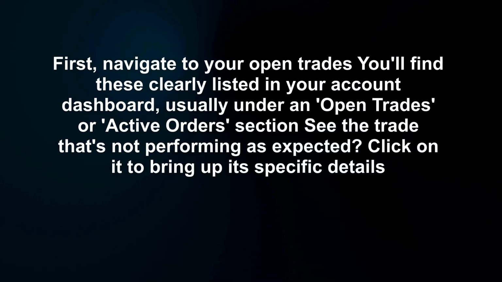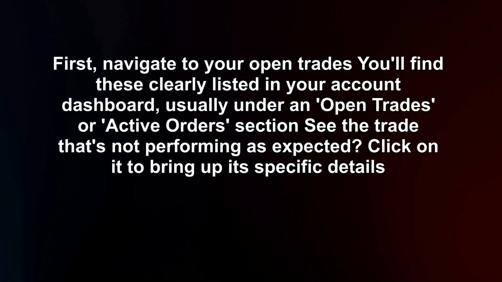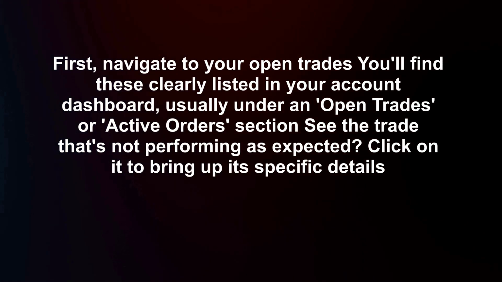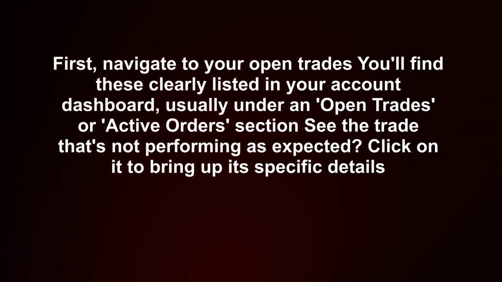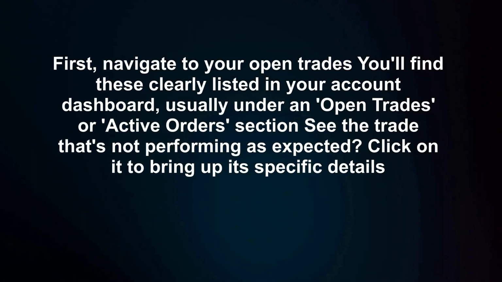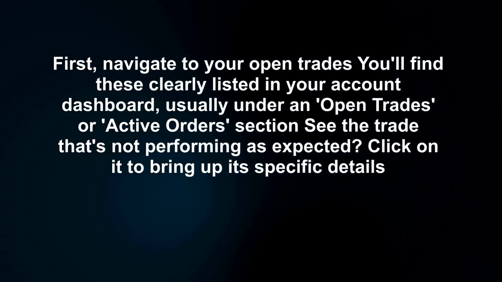First, navigate to your open trades. You'll find these clearly listed in your account dashboard, usually under an open trades or active orders section. See the trade that's not performing as expected. Click on it to bring up its specific details.